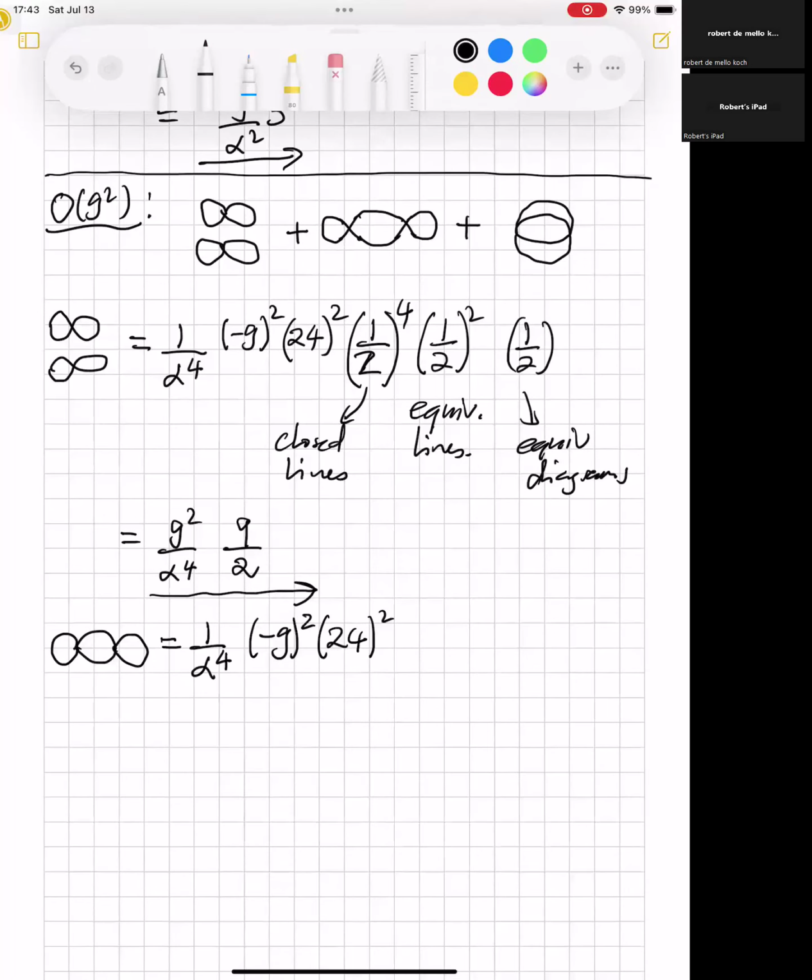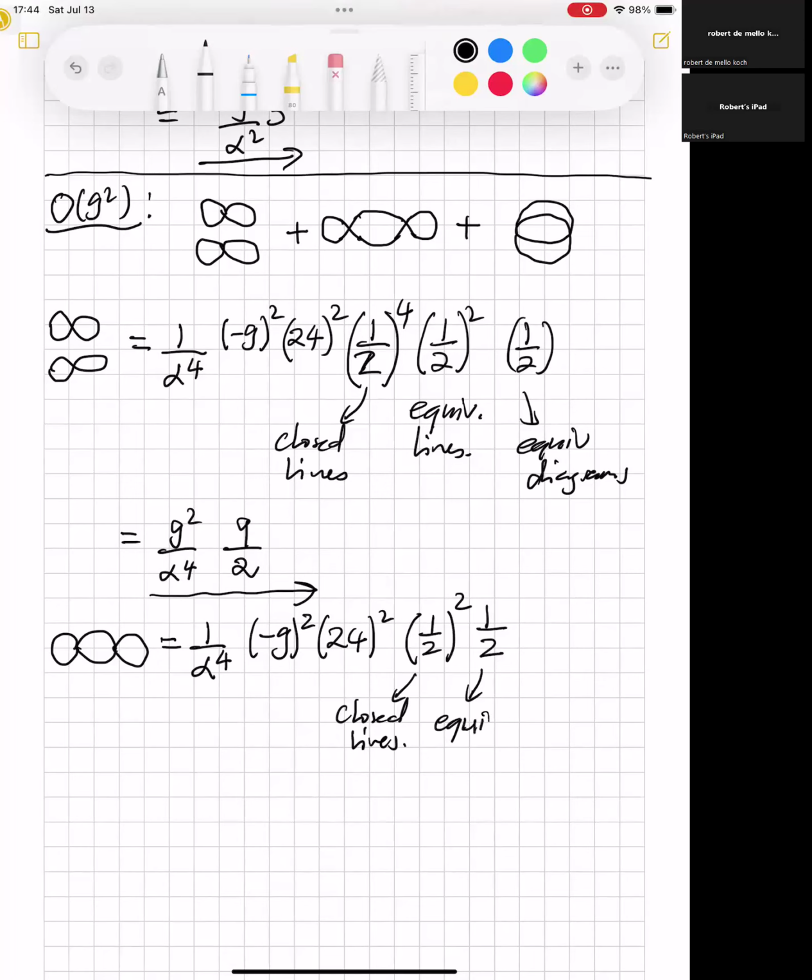Then how many closed lines do we have? Well, there's 2 closed lines, so we'll get 1 over 2 squared. And this is for the closed lines. How many equivalent lines do we have? Well, 2, so we'll get a 1 over 2. I'm sure you know this, but that blue line over there is equivalent to this blue line over there. They both have the same start and end points. So this is for equivalent lines.